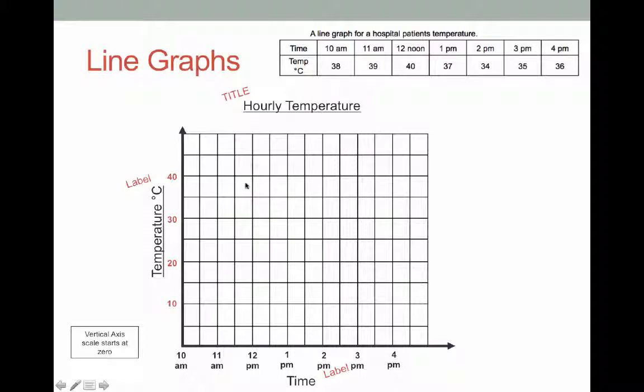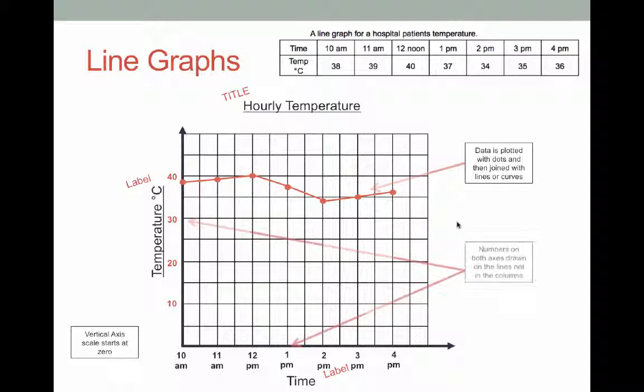At this point, we've done the hardest part. That is to draw the scale and make sure that our temperatures are on the lines. Because now it's just a case of plotting dots where the data is. So at 10 a.m. I'm roughly at 38 degrees, at 11 a.m. I'm roughly at 39, and at 12 p.m. I'm at 40, and so on. We can now just join those dots together and we have a line graph. Not particularly hard at this point.